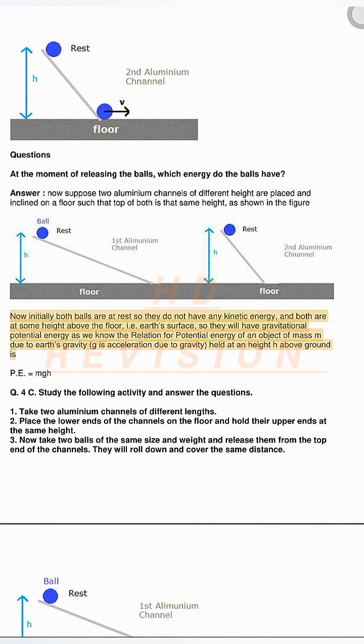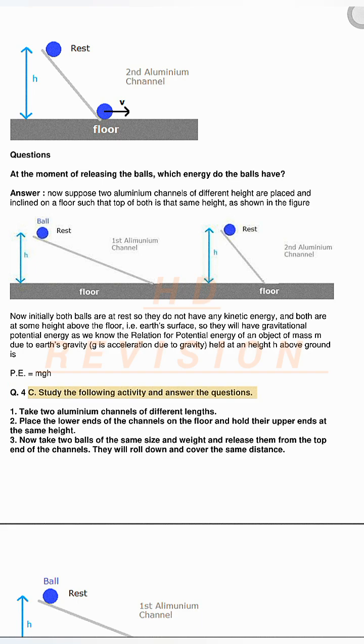Now initially both balls are at rest so they do not have any kinetic energy, and both are at some height above the floor, i.e. Earth's surface, so they will have gravitational potential energy. As we know, the relation for potential energy of an object of mass m due to Earth's gravity, g being acceleration due to gravity, held at a height h above ground is Pe equals mgh.